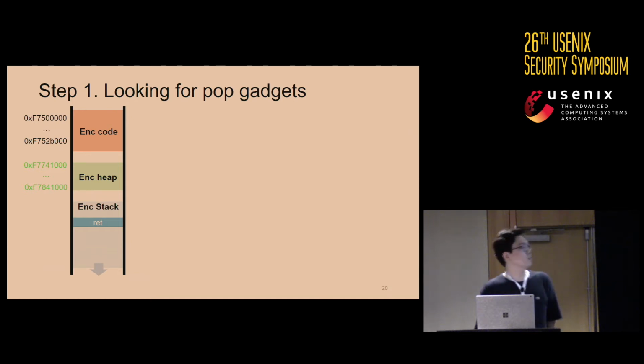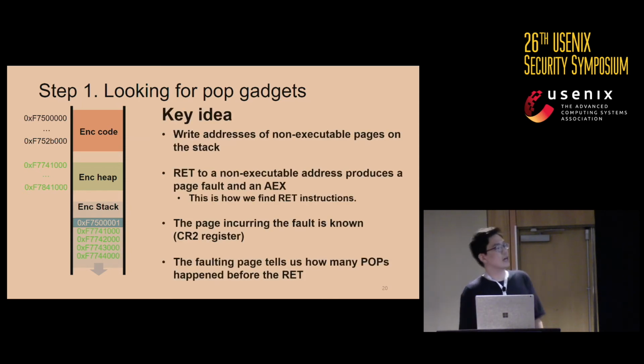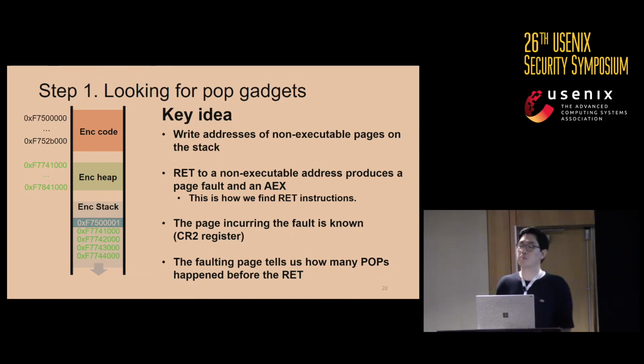So by relying on these 2 facts, we can find the location of the pop gadget inside the enclave. First, we push the address that we want to probe onto the stack. After that, we push separate page-aligned addresses onto the stack. Here, the key idea is that the page-aligned addresses point to non-executable pages, and returning to one of these non-executable addresses produces a page fault and AEX. And by inspecting the CR2 register, we can know which page incurs the fault, and from that, we can know how many pops happen before the return instruction is executed.